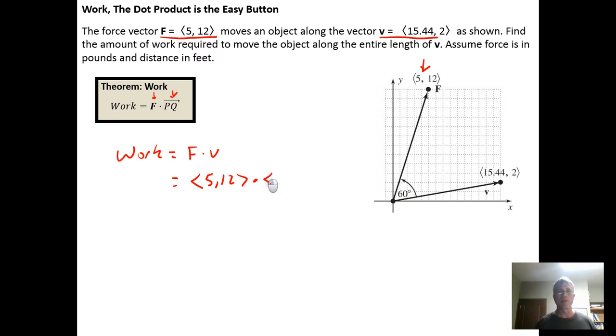And so we're going to take the dot product of <5, 12> with <15.44, 2>, and then it's a dot product, so it's just 5 times 15.44, so 5 times that plus 12 times 2, and if you pop that into a calculator and crunch it, you get 101.2. And then all we need to do is make sure we put the correct units on it. So in this case we're told that the force being applied is in pounds and the distance we're moving is in feet. So this is 101 2/10 foot-pounds.